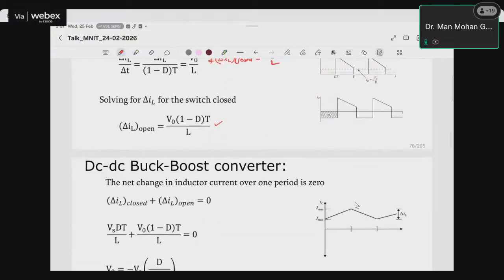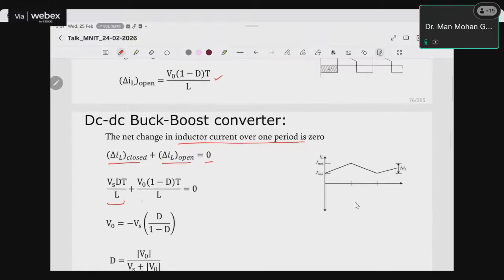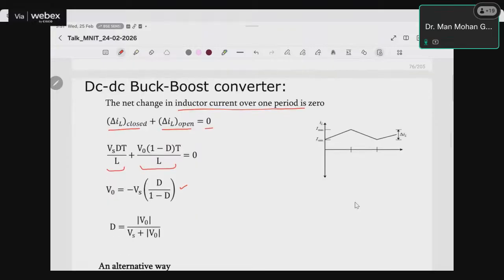As per the steady state conditions, the net change in the inductor current should be 0. So del IL closed plus del IL open should be equal to 0. We have put both the values like that and simplified. Now this is the expression which we are obtaining: V naught equal to minus Vs times D upon 1 minus D. From here we can get the value of duty cycle also. So what we see here is that output voltage is negative, and it has the opposite polarity of Vs. And if I take the magnitude only, this is Vs into D upon 1 minus D.